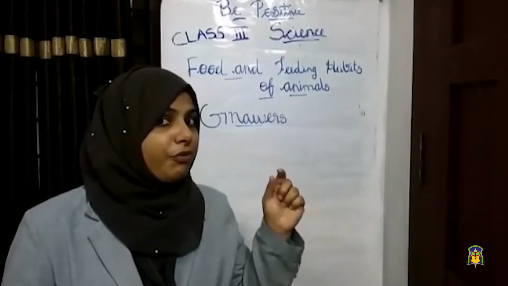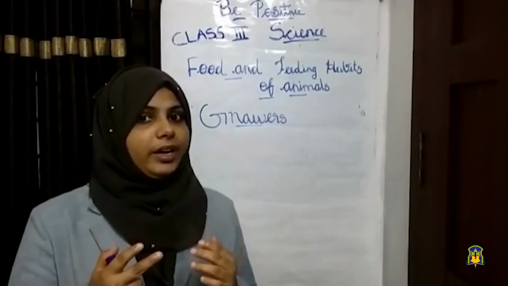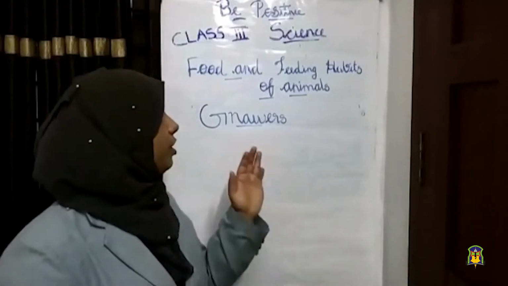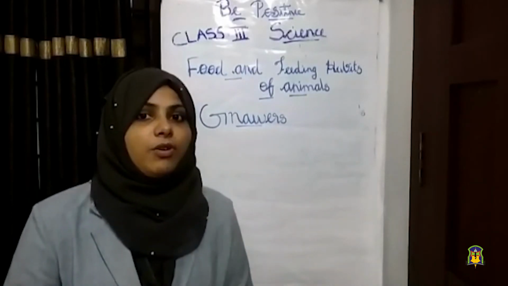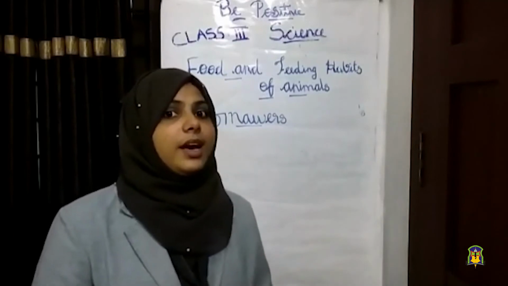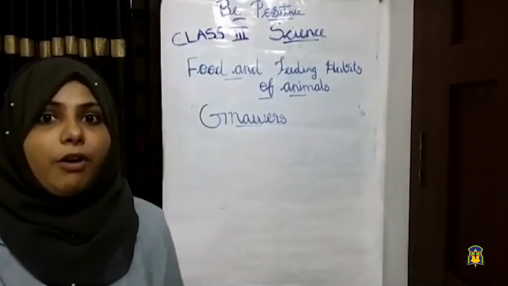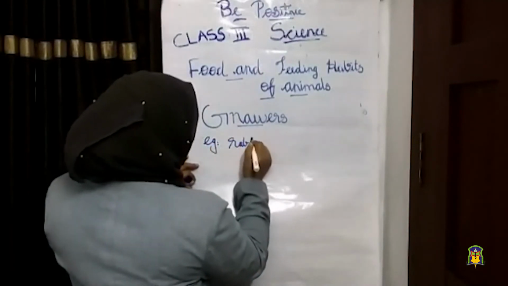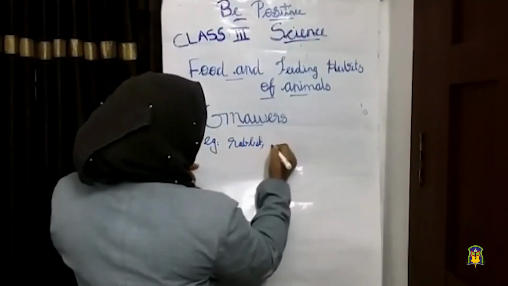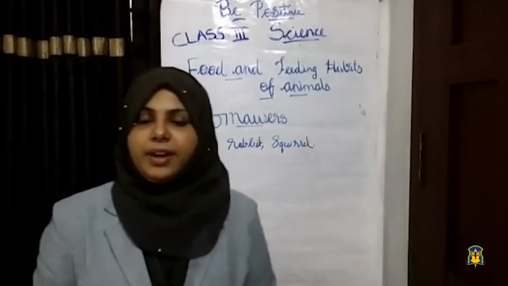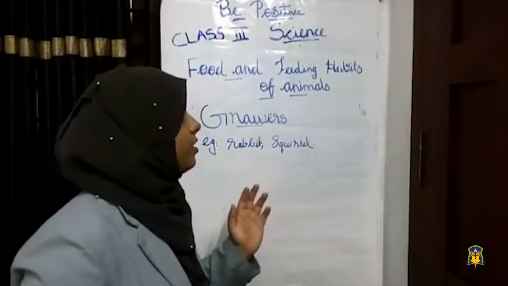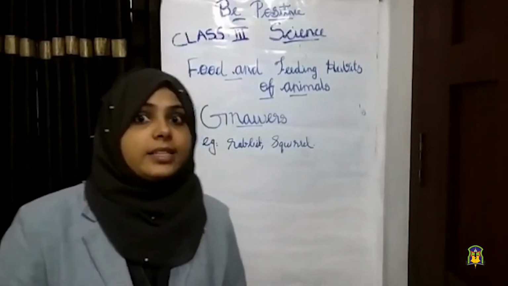Can you see this picture? This is the front teeth of a squirrel. It is very sharp. These animals eat with the help of these front teeth. Animals like rabbit, squirrel, rat cut, chew and eat food with the help of front teeth. Such type of animals are called gnawers. Rabbits, squirrels, rats are examples of gnawers.